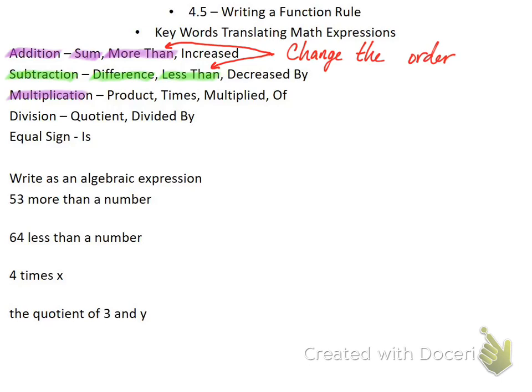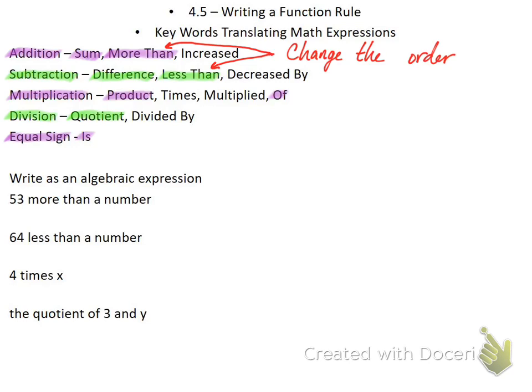Multiplication: times, multiplied. The two that I want to highlight are product and of. When you're talking about taking half of a number, it's 1/2 times the number. And with division, quotient is the one that is not as common. Divided by is probably what we use most often. And whenever we have an equal sign, that'll always be shown to us by the word is.